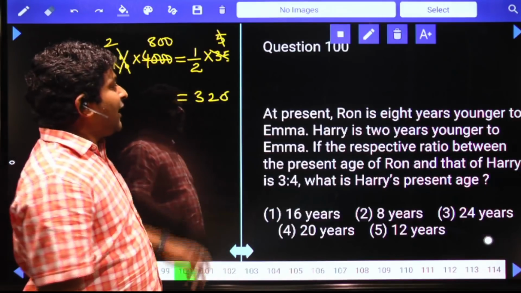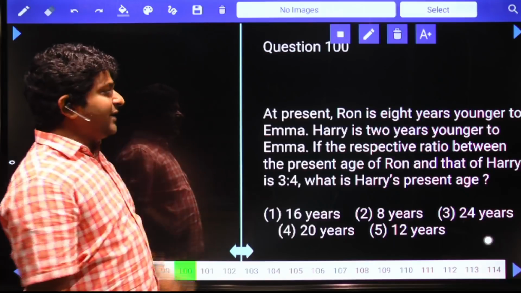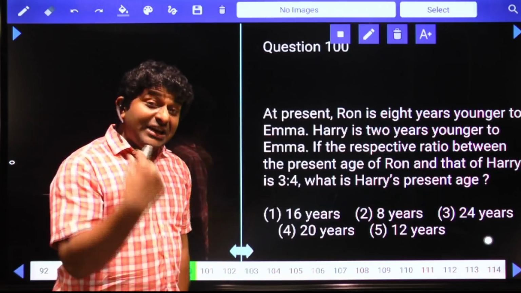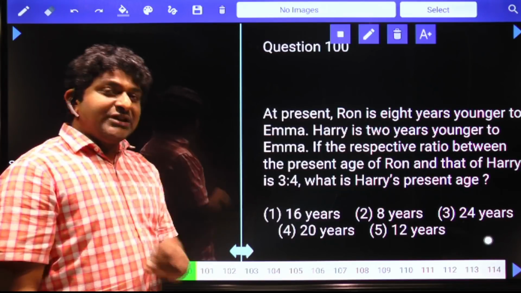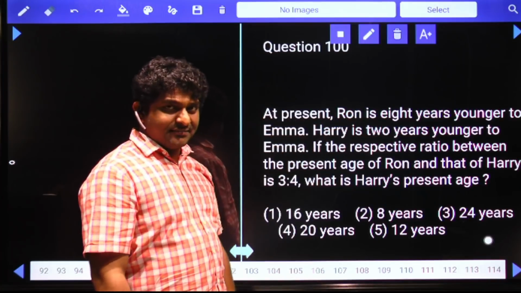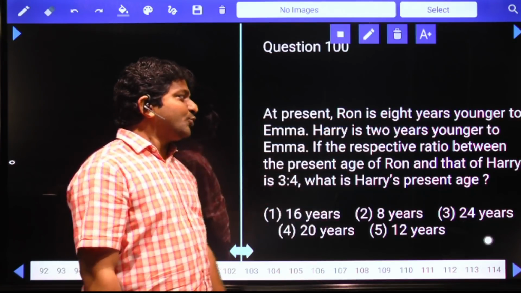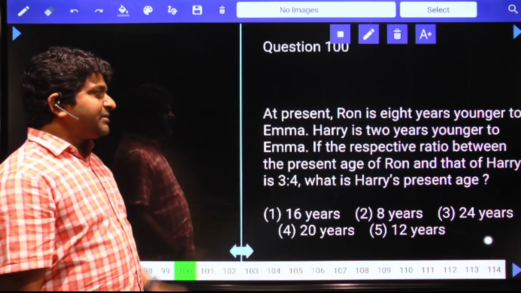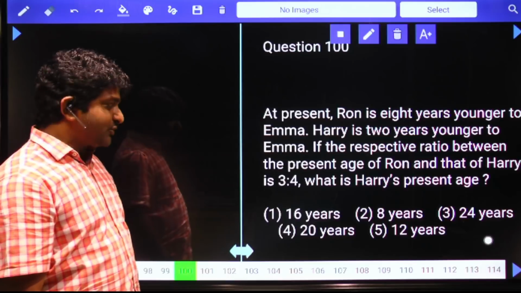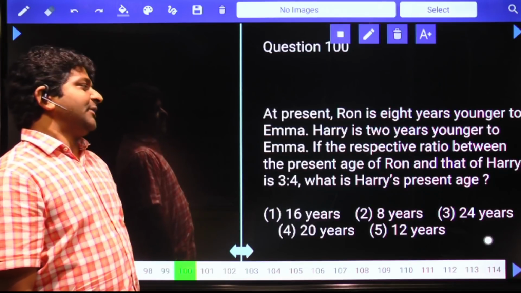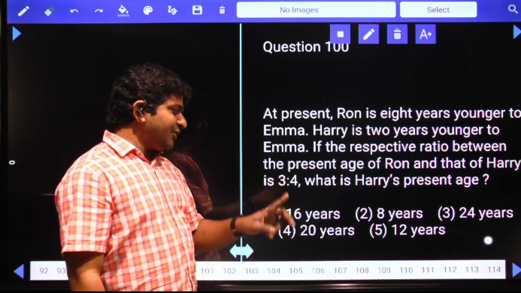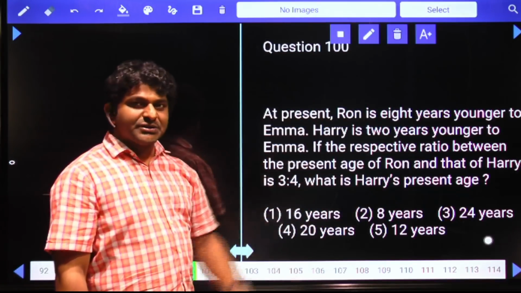Next. At present, Run is 8 years younger to Emma. Not only at present, at any year, the age difference between Run and Emma should be equal to 8 years. Harry is 2 years younger to Emma. The respective ratio between the ages of Run and Harry is 3:4. What is Harry's age? Harry's age is equal to 4 parts, so the answer should be a multiple of 4. All the options are multiples of 4.